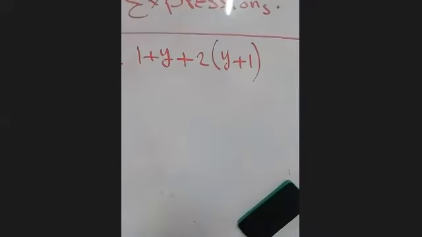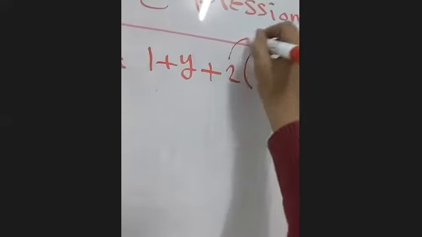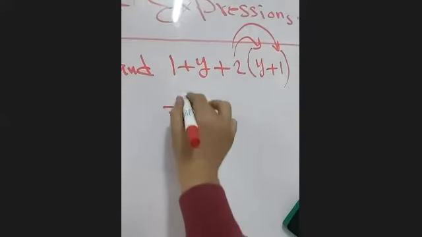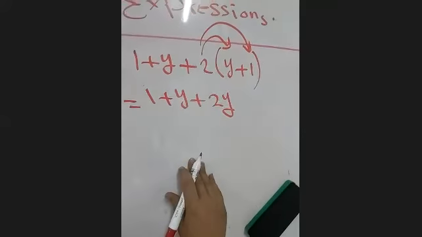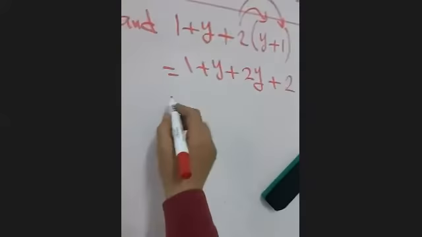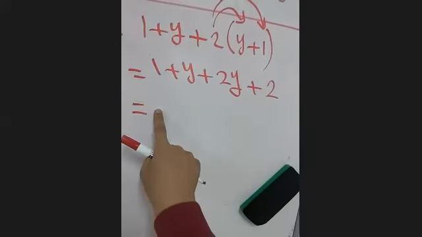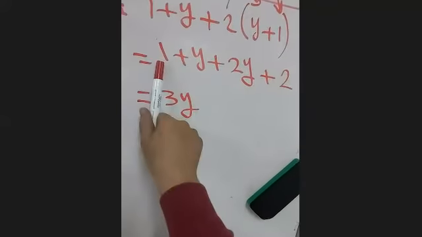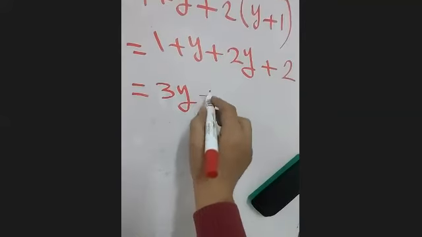Now, let's go to the other one. Do we have parentheses? Yes. The first thing we need to do is get rid of the parentheses by using the distributive property. 1 comes down, y comes down, 2 multiply y is 2y, 2 multiply 1 is 2. Now I get rid of the parentheses. Do we have like terms? Yes, 1y and 2y, which equal 3y. And 1 plus 2 equals 3, so 3y plus 3.